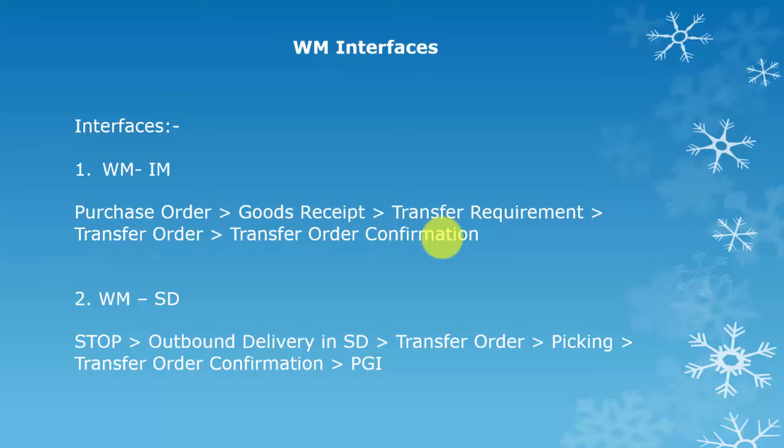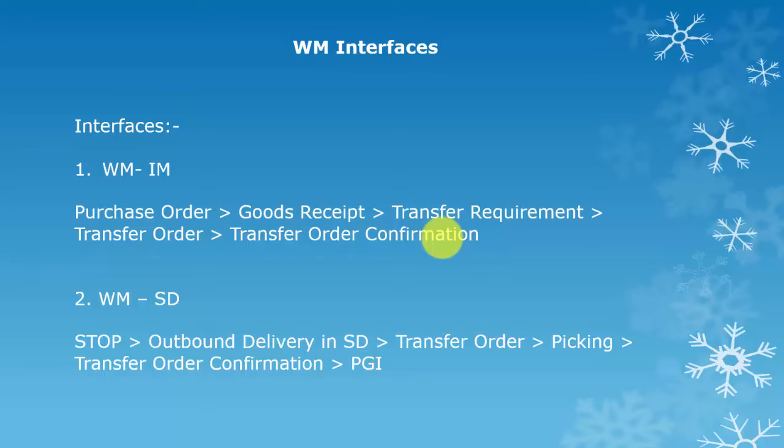So WM is linked with inventory management. You can see the process: you create a purchase order, then you perform the goods receipt. During goods receipt, the system generates the transfer requirement, that transfer requirement is converted into the transfer order, and that transfer order is confirmed. So WM is linked with inventory management after goods receipt.